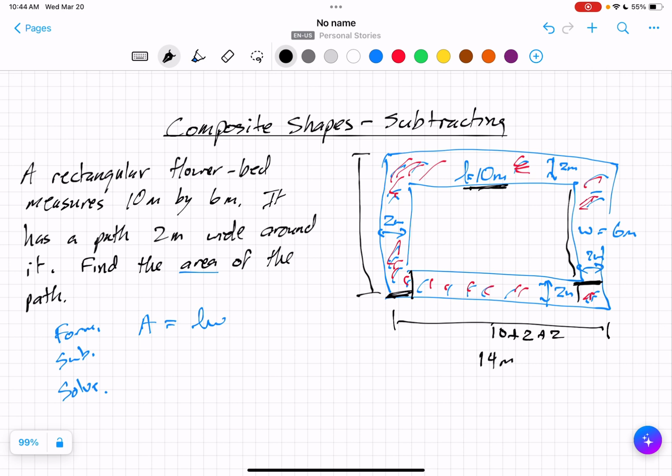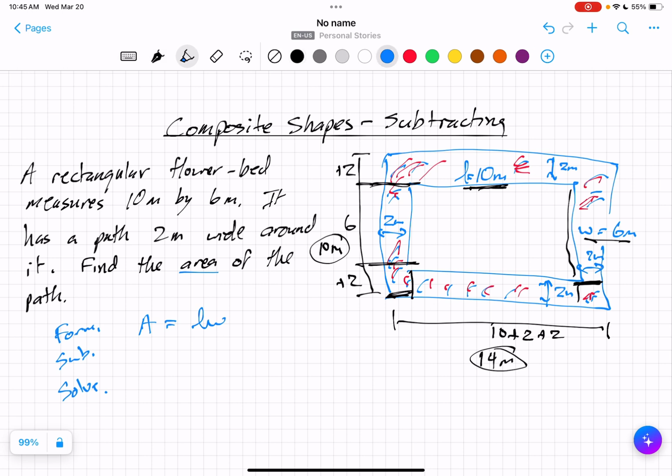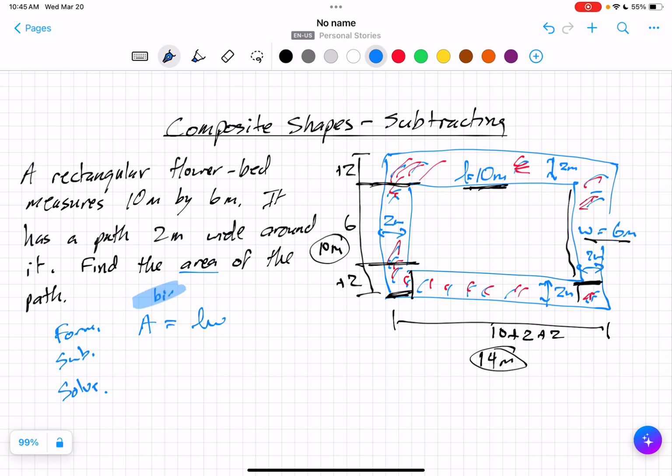The same thing is true with the width. The width was 6 for the bed, so here and here, that was 6. But I need to add the other 2 in the top and 2 in the bottom. So the total of that should be 10, right? 6, 7, 8, 9, and 10 meters. All right, so let's find the area of the big part. I can just say big. Okay, so the big part, the area for this is going to be 14 times 6.